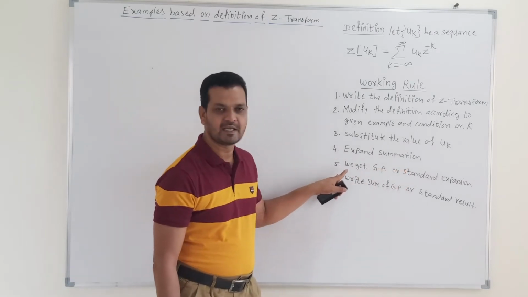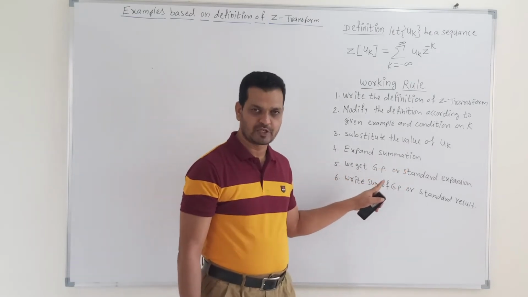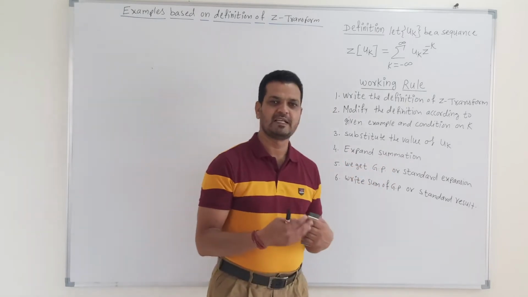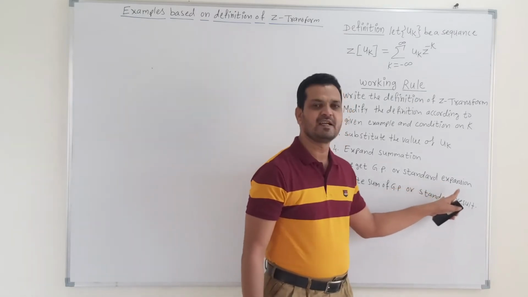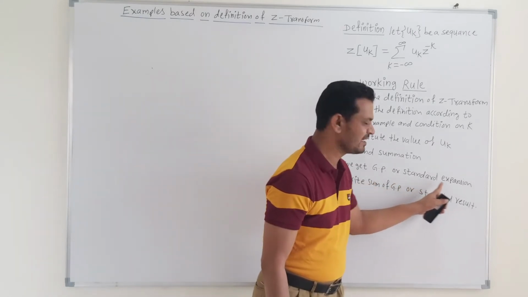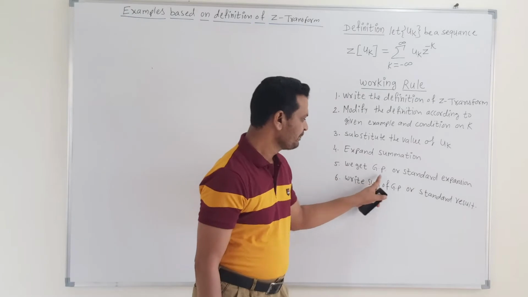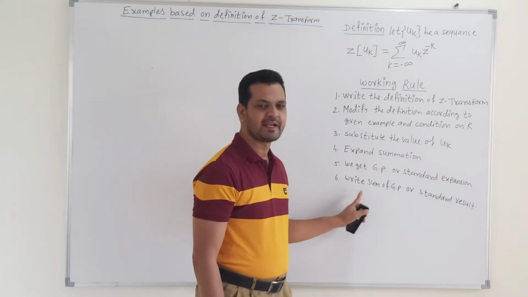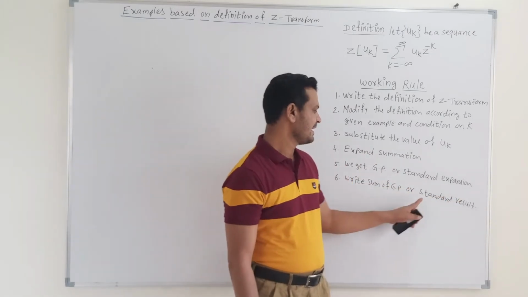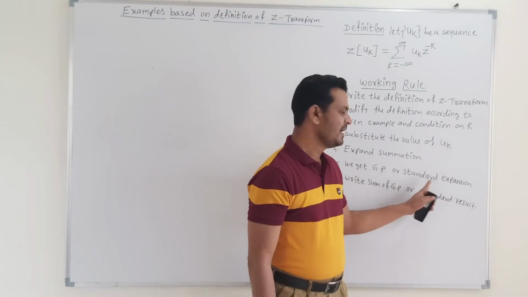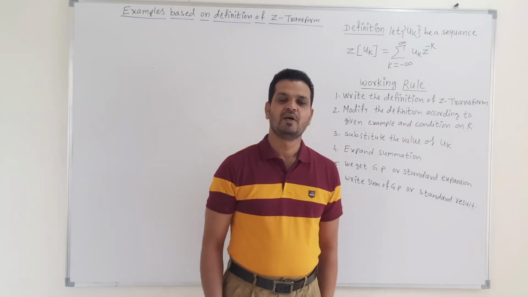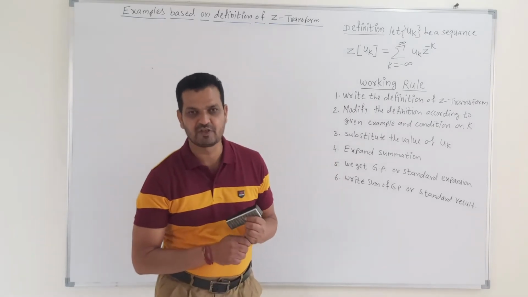Whenever we expand the summation sign, in the 5th step we get a geometric progression. That means after expansion of this summation sign we get a geometric progression. Then it may be possible that instead of a geometric progression we get the standard expansion of a given function. There are two possibilities, either a geometric progression or a standard expansion of a given function. If we get the geometric progression, then in the 6th step write down the sum of the geometric progression, and if we get the standard expansion of a given function, then write down the standard results related to the expansion of the given function. So these are the 6 important steps for solving examples based on the definition of Z transformation.